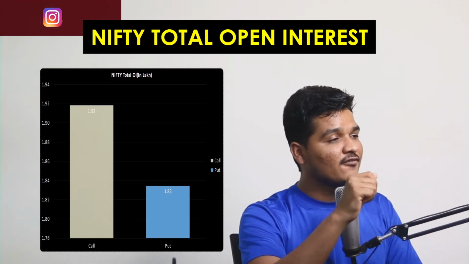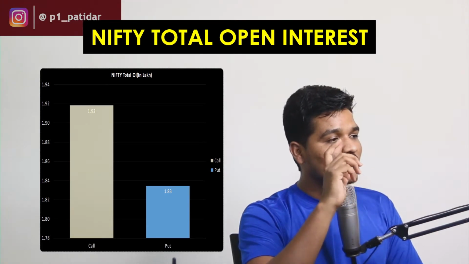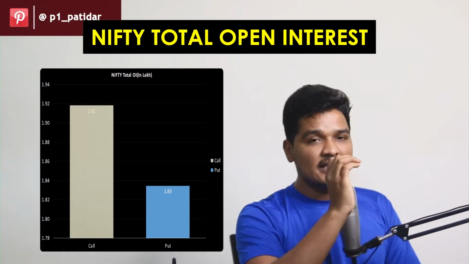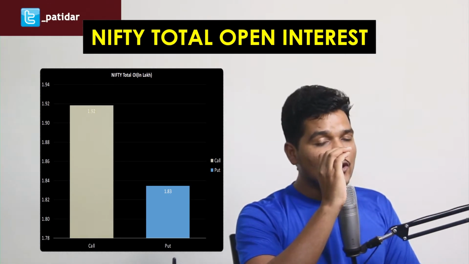Now let's move to the next and analyze Nifty total open interest. If you see here the Nifty total open interest, call has been sold more than put. It means the weekly picture is saying that the market is going to go down.